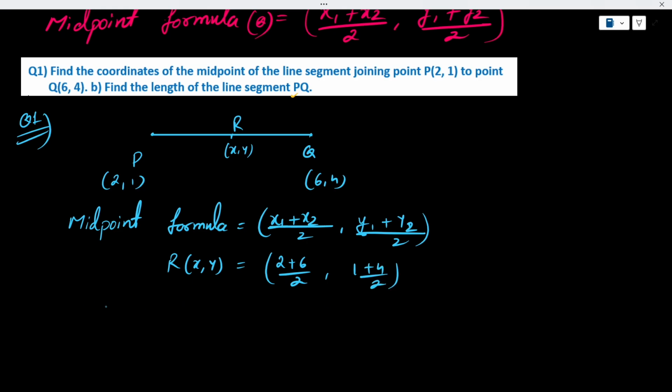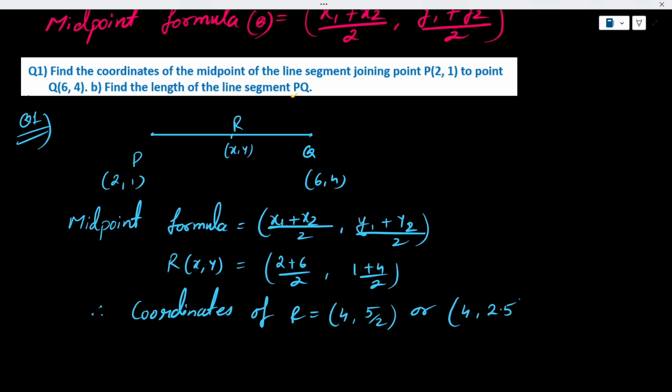So the coordinates of R: 2 plus 6 is 8, 8 by 2 is 4, comma 5 by 2, or you can write 4 comma 2.5 in decimal, right? So you got the coordinates as (4, 2.5). After that, what is written in part B? This is part A, right?